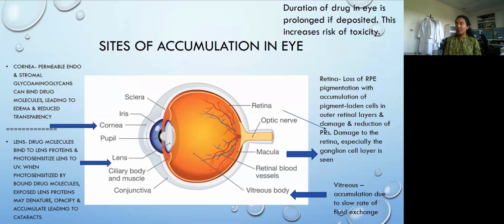So this damage to the retina, especially in the ganglion cell layer, is what we see when drugs accumulate in the retina. In the vitreous, what happens is there's a slow rate of fluid exchange. So therefore, drugs have a possibility to accumulate in the vitreous humor. So these are 4 key sites to remember as far as where the drug molecules can accumulate in the eye.